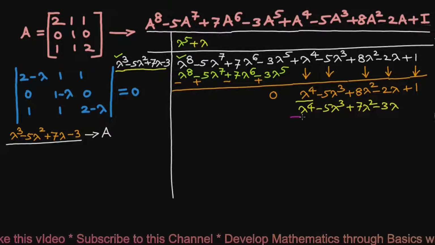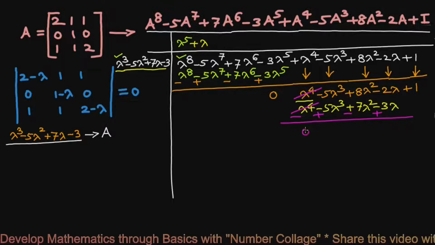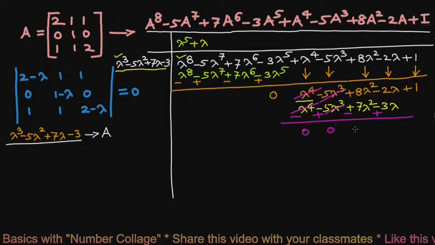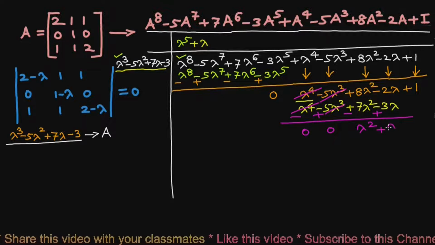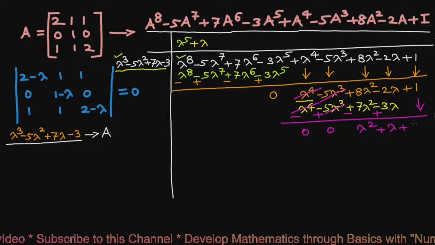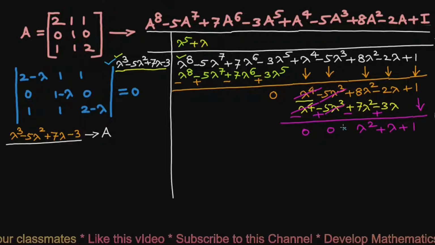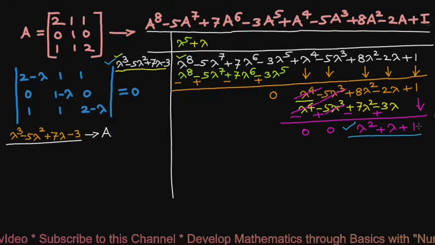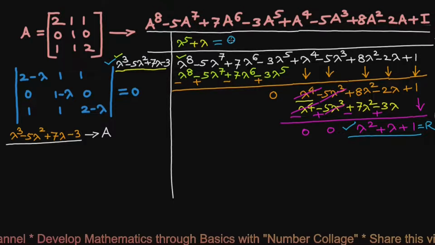Next we change the signs. Lambda^4 minus lambda^4 is 0. This will also be 0. 8 lambda square minus 7 lambda square is lambda square. Minus 2 lambda plus 3 lambda is lambda, and plus 1. Now since the degree of the divisor is 3 and that of the remainder is 2, the division process stops here. This is the remainder R and this is the quotient Q.